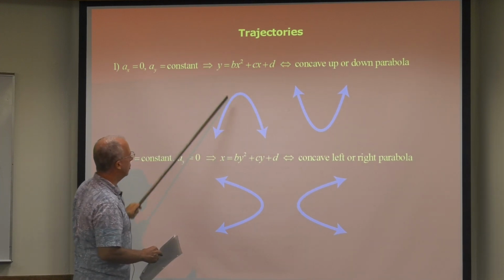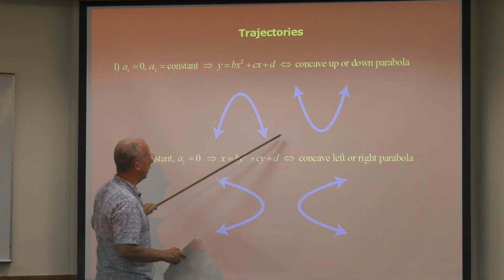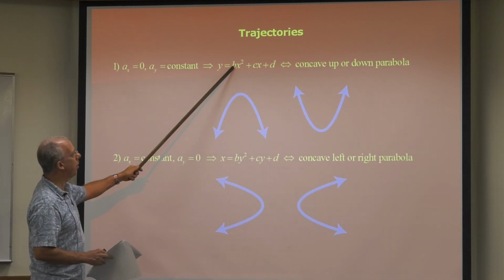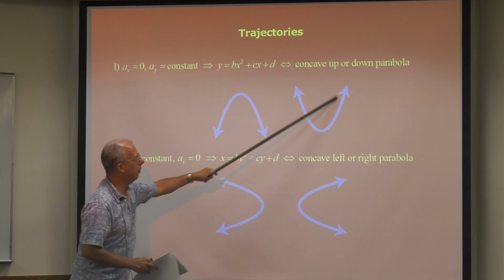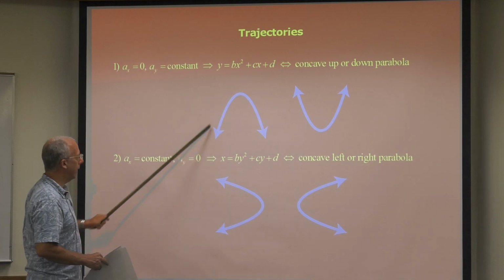And, you know, this could be a concave up parabola or a concave down parabola, right? If b is positive, it's a concave up parabola. If b is negative, it's a concave down parabola.